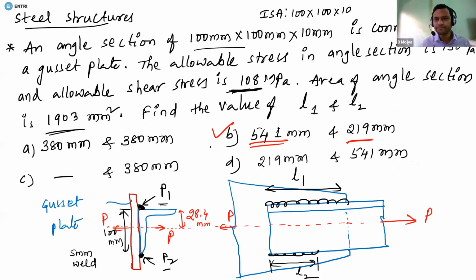Clear? Did you get a similar kind of answer, or did you get any other option? In examination, there may be a possibility of making mistakes, but if you want to get better marks, you have to avoid the mistakes. I guess most of you got the answer which I have given. So this is the question from steel structures.